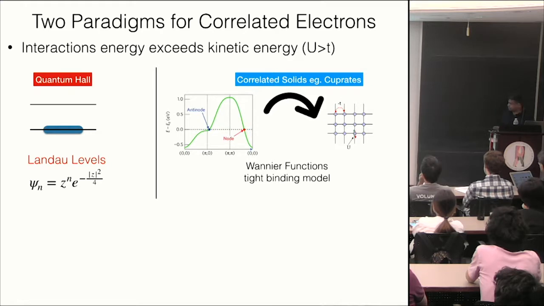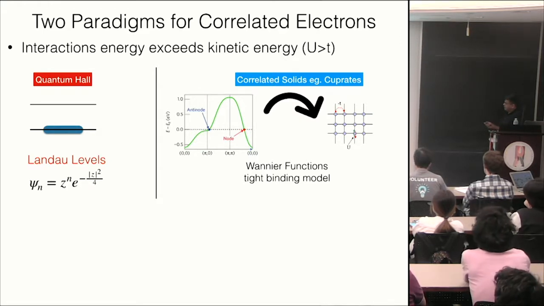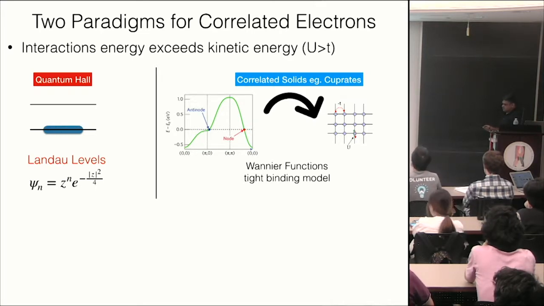And in those cases, many people believe you can reduce the physics to a tight binding model, a Hubbard model. So there are electrons sitting on sites, and they hop between the sites, and there's an on-site interaction. And there's another paradigm, which is the quantum Hall effect. Again, strong interactions do all kinds of interesting things over there. And here you have Landau levels. You have the analog of bands, and filling bands is filling these Landau levels.